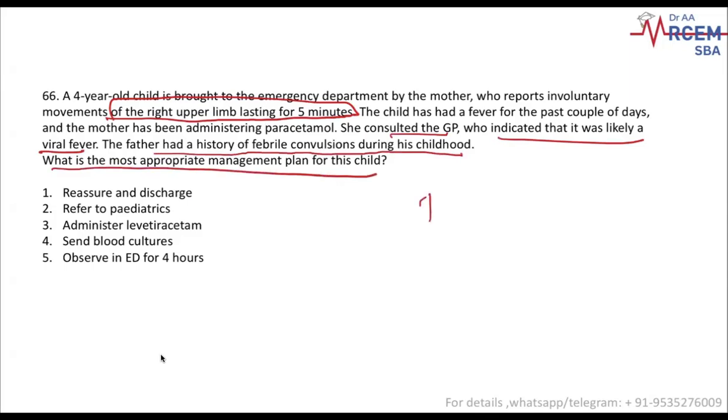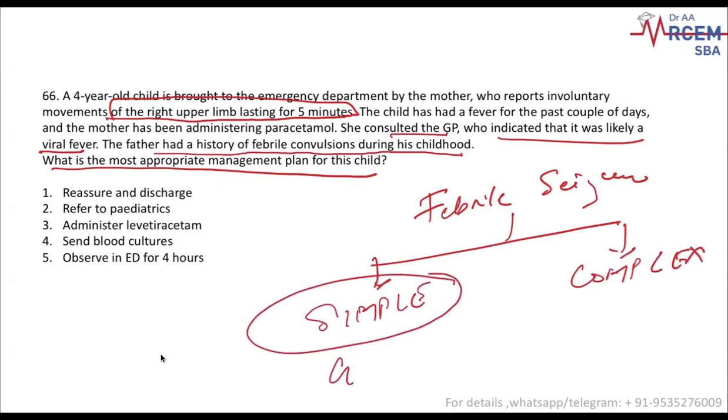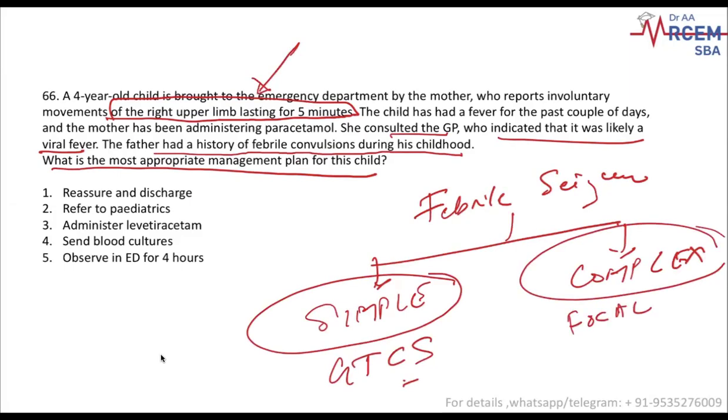First thing: is this a febrile seizure? Yes, it is a febrile seizure because there is a history of fever. Next thing you need to ask is whether it is a simple or a complex febrile seizure. It is not a simple febrile seizure because in simple febrile seizures we see generalized tonic-clonic seizures. Here, the patient is having only one limb involved. So focal seizure is suggestive of a complex febrile seizure. Complex febrile seizures need to be further evaluated and admitted. Pediatrician needs to be involved. So the right option here is referral to the pediatrician.